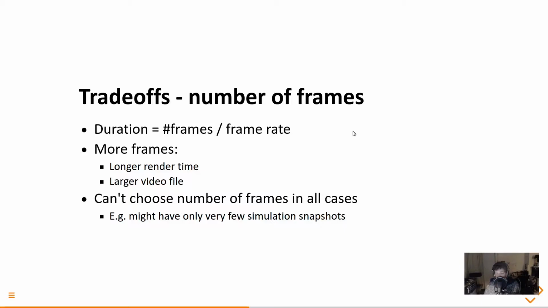And sometimes you cannot choose the number of frames, or at least you're limited in the number of frames. For example, if you have a simulation that you ran, and it produced only 100 simulation snapshots of the data, then those are the frames basically that you need to work with, unless you want to interpolate the data between those snapshots that you have.